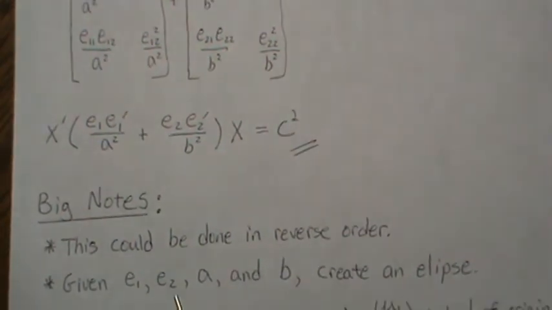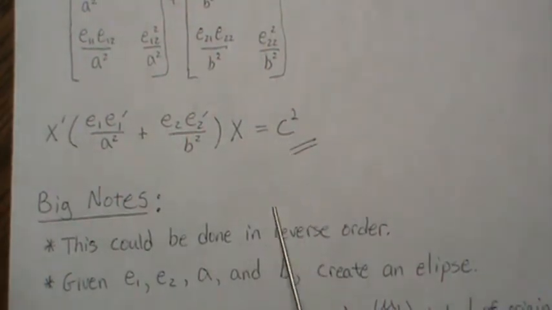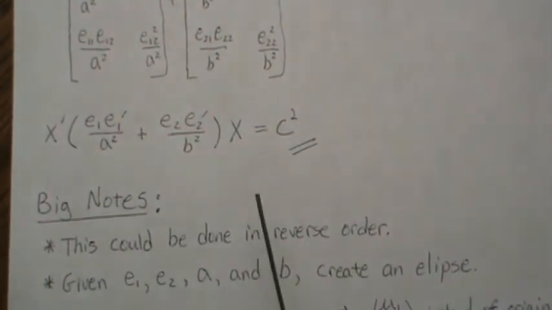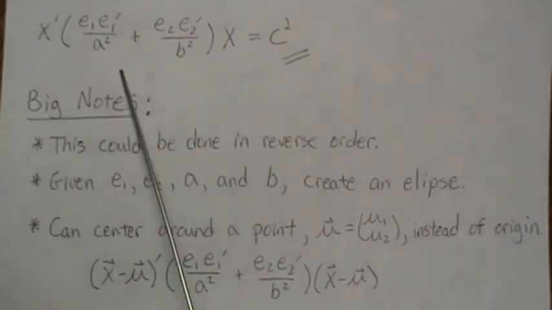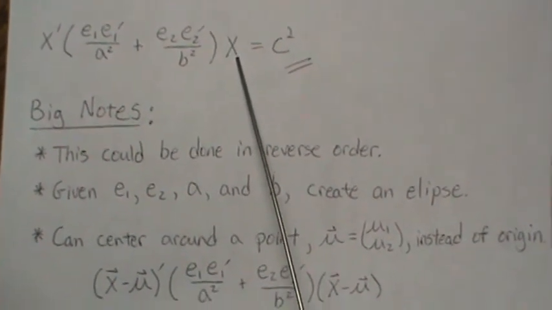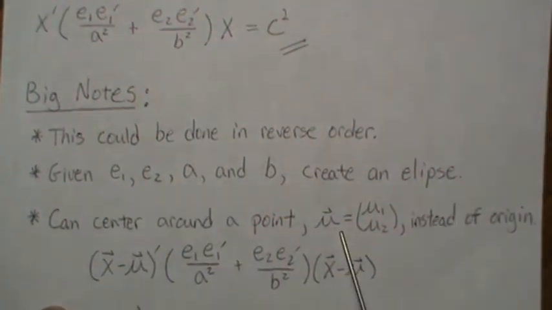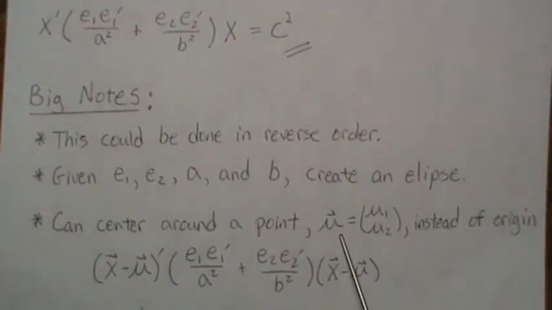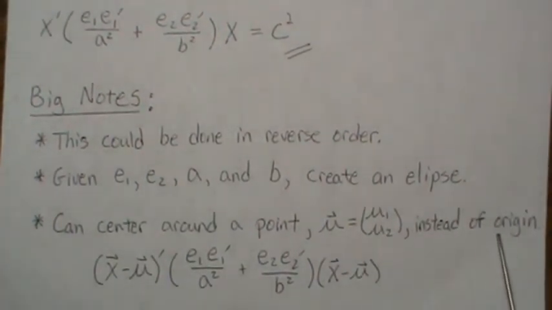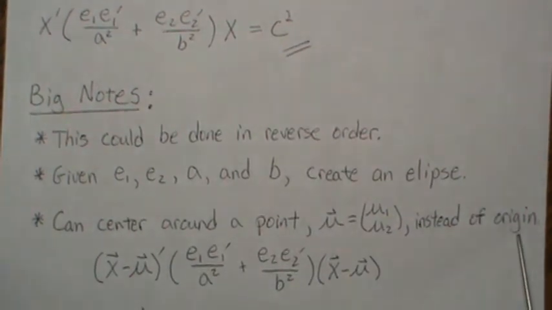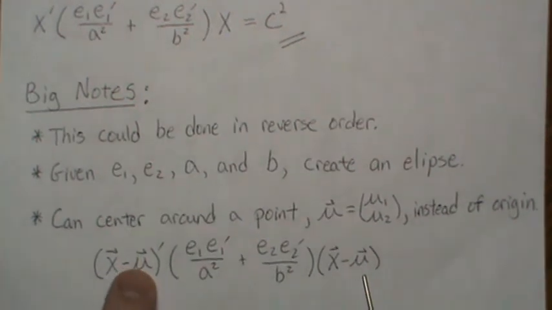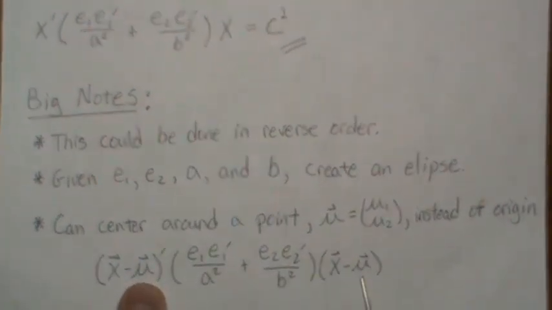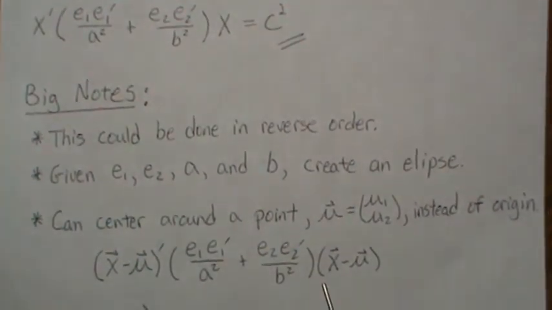So given the rotated axes and the distances, probably should put C in there too, we can create an ellipse going backwards. Now these ellipses are centered around 0, 0, the point 0, 0. We can actually center it around any point, mu, which is a vector, instead of the origin. Now the origin is a vector, right? It's the 0, 0 vector. By just subtracting off the point that we want to center around. And then this is an ellipse.